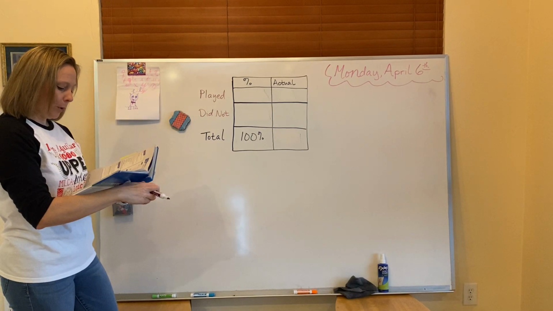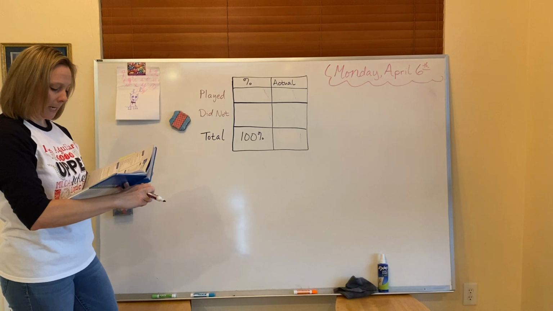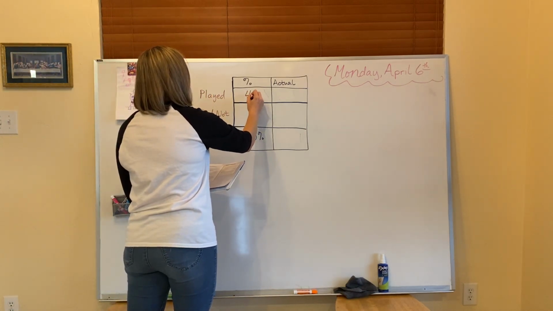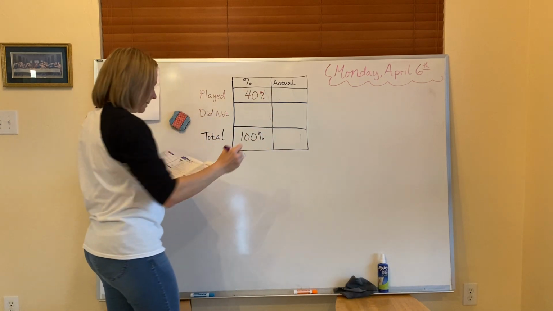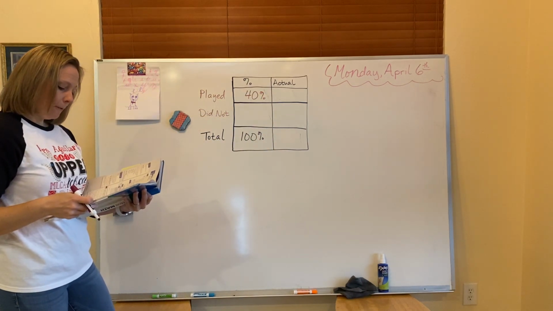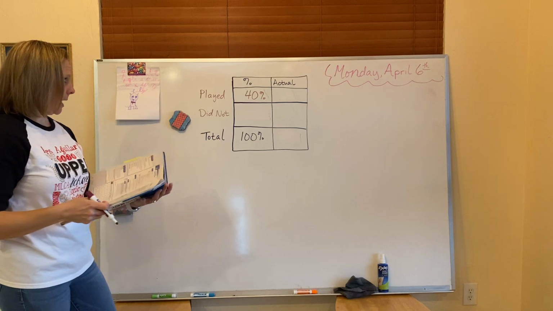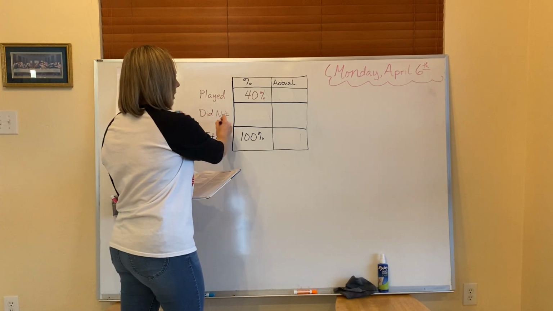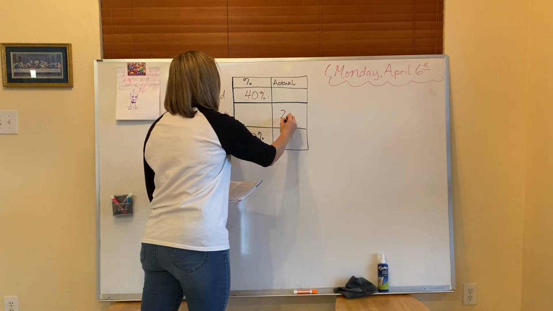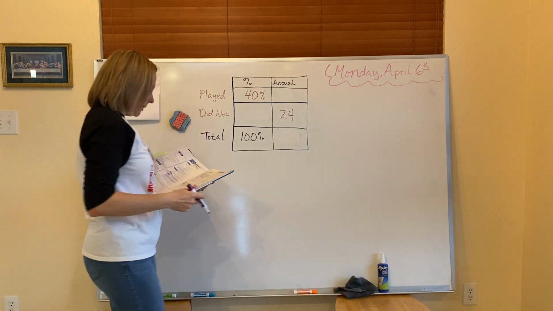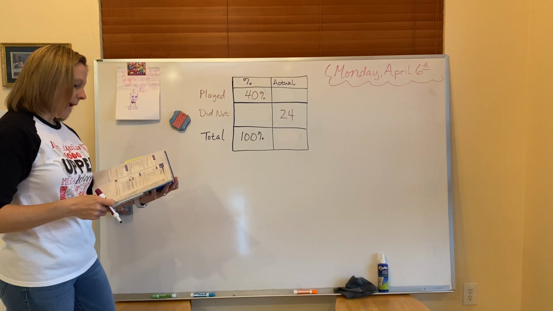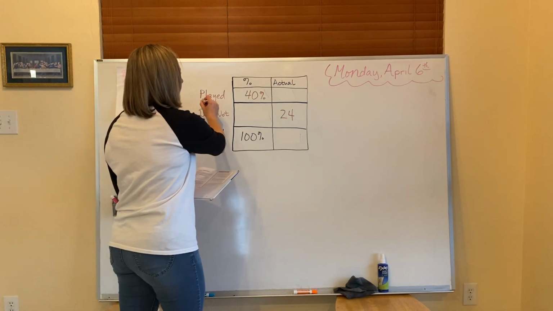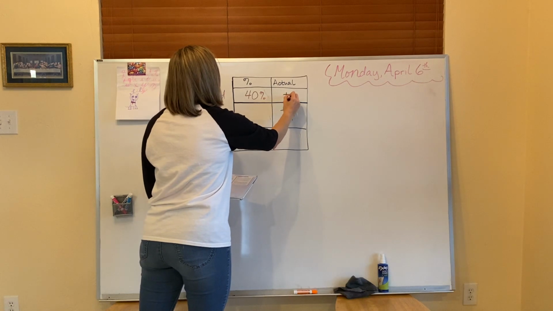So we know that 40% of the team members played in the game. So we can fill in our 40%. Did play, played. 24 team members did not play. So that's our actual count. We can fill that in, did not play, actual count. The information we're looking for is how many members did play. So we are looking for how many actual count did play.